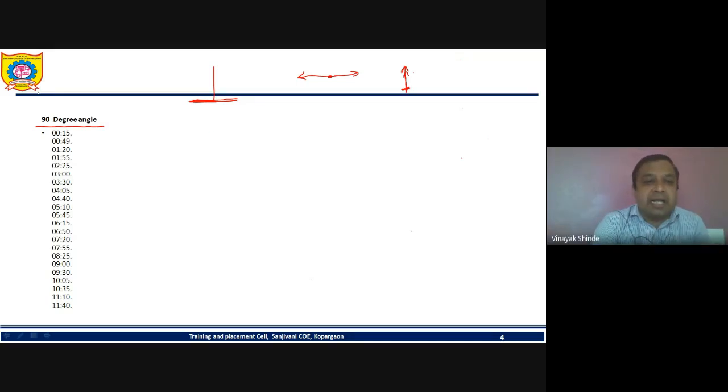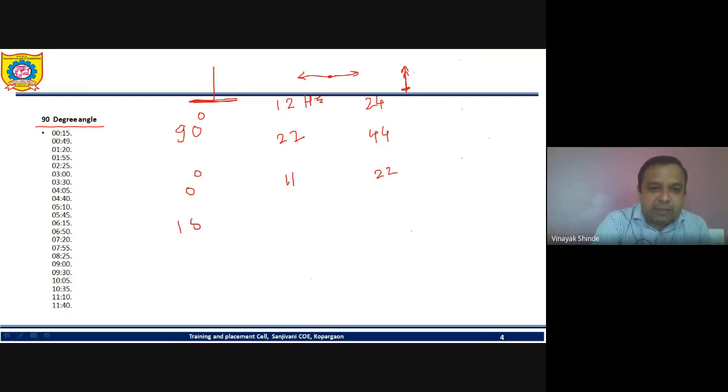So how many times is the 90 degree angle made during 12 hours? It is 22 times, whereas in 24 hours it is 44 times. Obviously it will be double. Then the 0 degree angle is made 11 times during 12 hours and 22 times during 24 hours. And the 180 degree angle is made 11 times in 12 hours and 22 times in 24 hours. These are the basics.